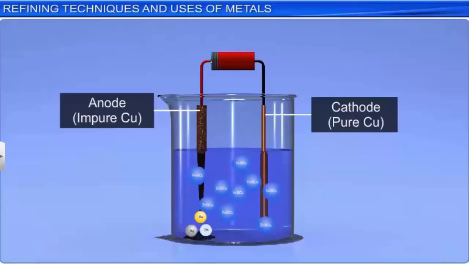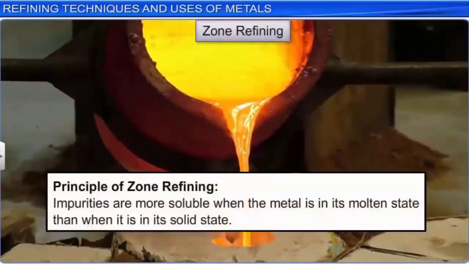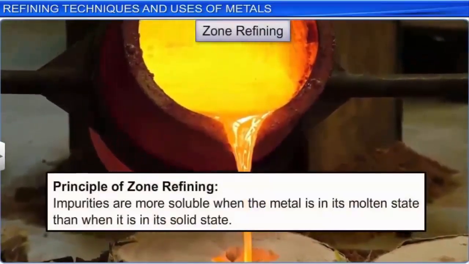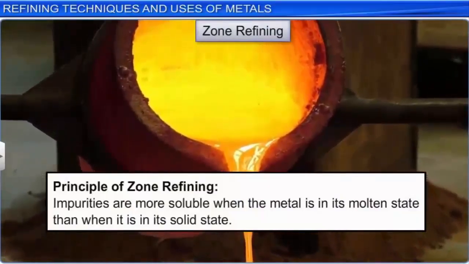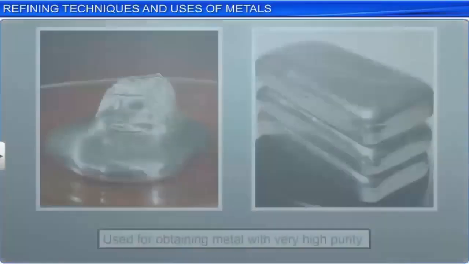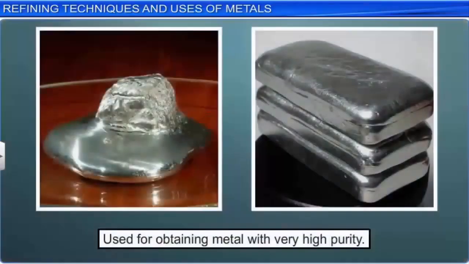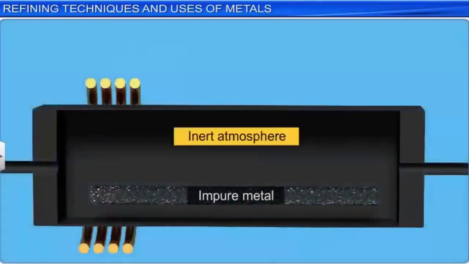Let's now study the zone refining technique. This technique is based on the principle that impurities are more soluble when the metal is in its molten state than when it is in its solid state. This technique is used for obtaining metal with very high purity. The process is carried out in an inert atmosphere to prevent the metal from getting oxidized.